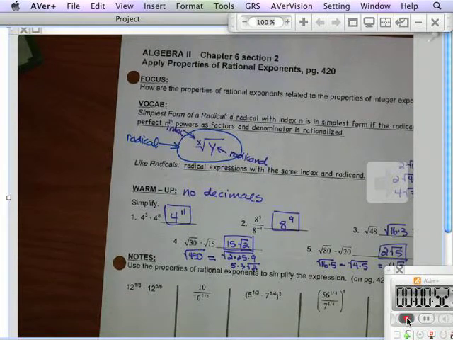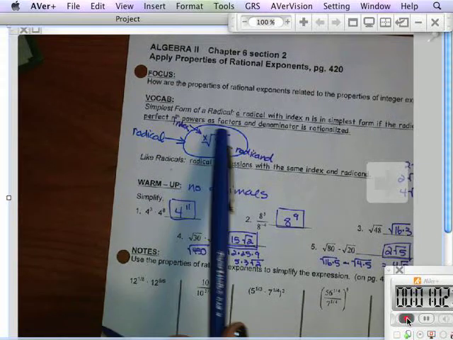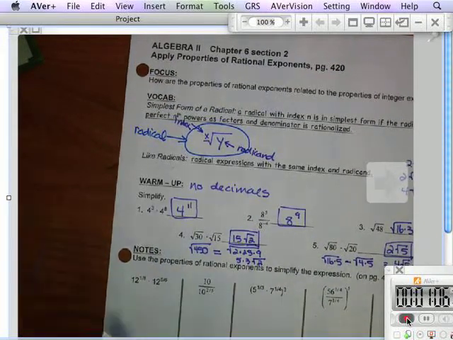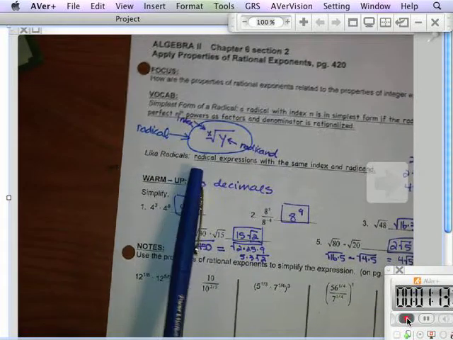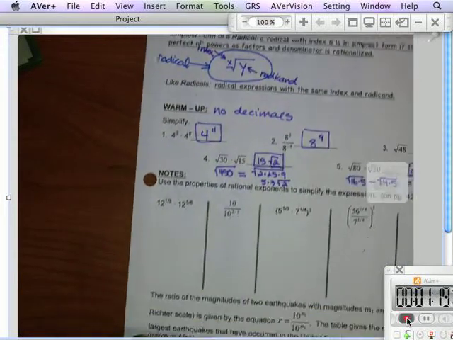So for the simplest form of a radical, something that has a square root, a third root or a fourth root in it, you cannot have any of these root signs in the denominator. You have to rationalize it, which we did at some point with square roots. And so we're going to get to that. Like radicals are radical expressions with the same index and radicand. So we'll look at those later. Okay, so here we go.